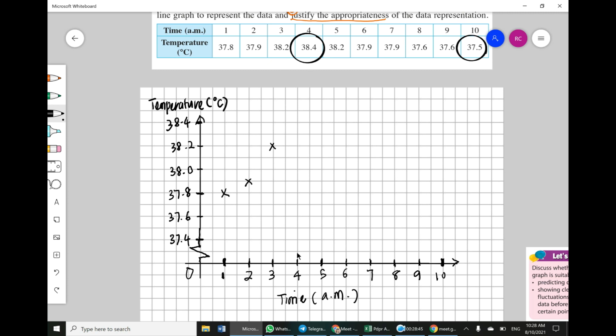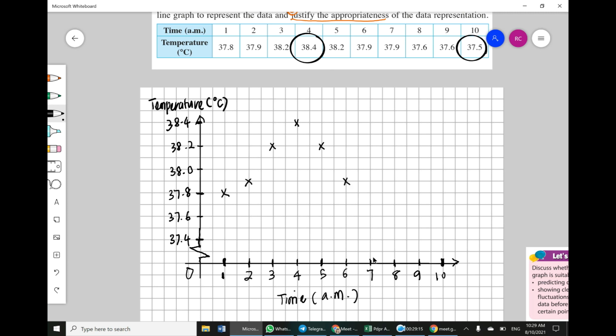After that, 4 a.m., 38.4. So 4 over here, you refer to 4 and then you go up straight by following the line. So 38.4 is right here. Followed by, how much is the next one? 38.2. Yes, 38.2. So 5 o'clock, 38.2. Now I mark it. Next one, 6 o'clock. What is the reading? 37.9. Okay, very good. 37.9 is here. So it's dropping now. Feeling better.